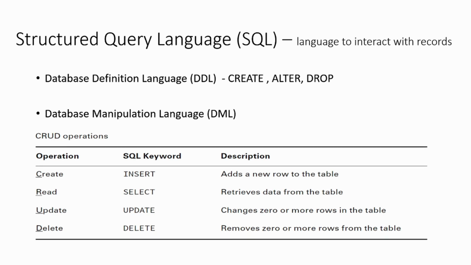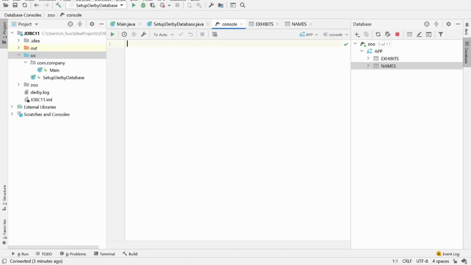SQL keywords are not case sensitive. We will use uppercase letters, but if you like, you can use lowercase as well. All right. In the CRUD operations, there are 4 keywords: insert, select, update, and delete.